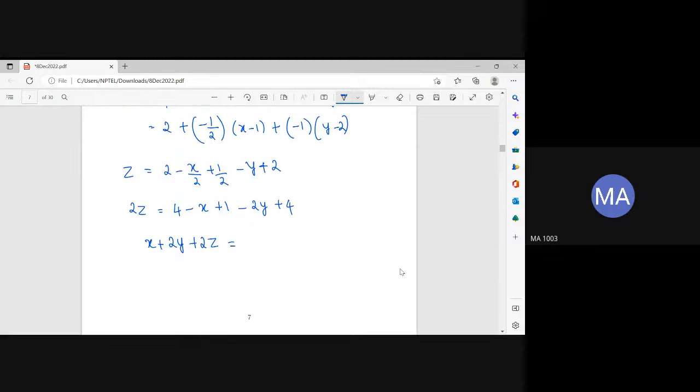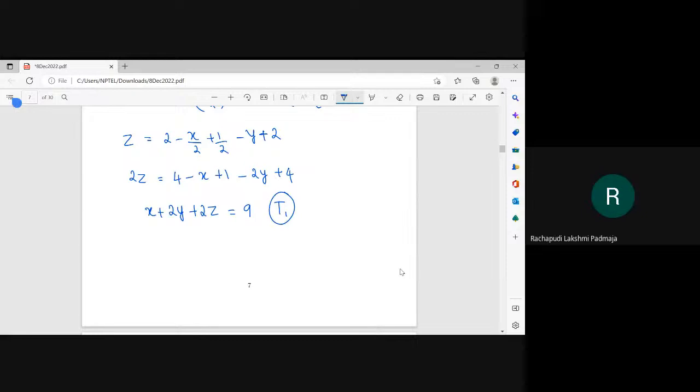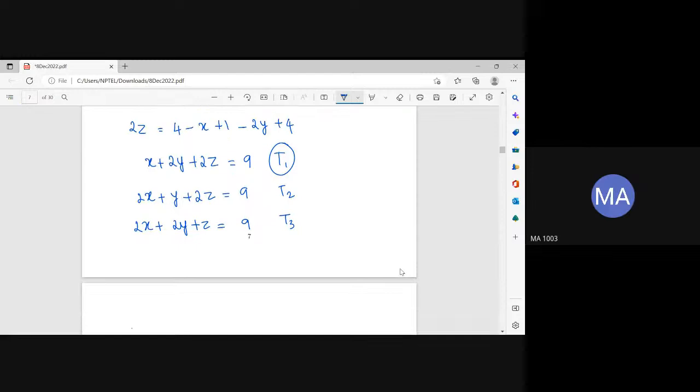T2 is 2x plus y plus 2z is equal to 9. Yes, this is T2. And then you'll get 2x plus 2y plus z is equal to 9. This is T3. Okay. So this is T1, T2, T3.